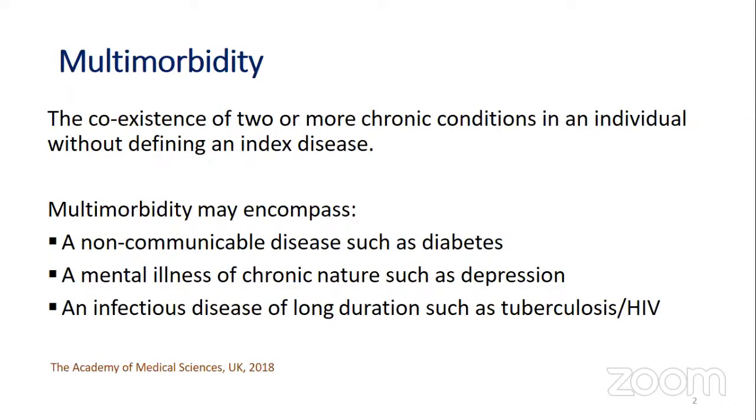Multimorbidity is defined as the coexistence of two or more long-term conditions in an individual without defining an index disease. These two or more chronic conditions can encompass a non-communicable disease such as hypertension or diabetes. It could be a mental illness of long-term nature such as depression, or an infectious disease such as tuberculosis or HIV. So when we ask what multimorbidity is, we should not think only about non-communicable diseases. It could be a non-communicable disease, a mental illness, or an infectious disease of long duration.